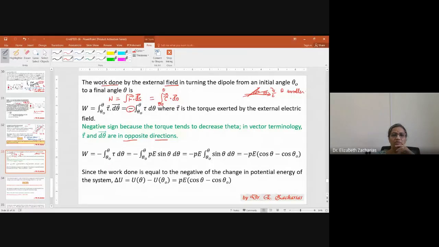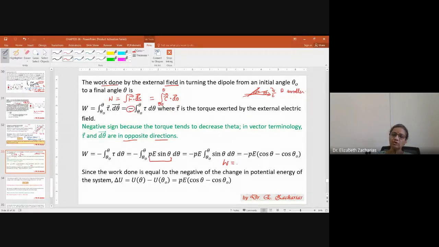So the work done is minus the integral from theta naught to theta of tau d theta. Just now we have seen that tau is P E sine theta. So let's take P and E outside the integral. If you integrate this, you get minus P E times cos theta minus cos theta naught. So this will be the work done.